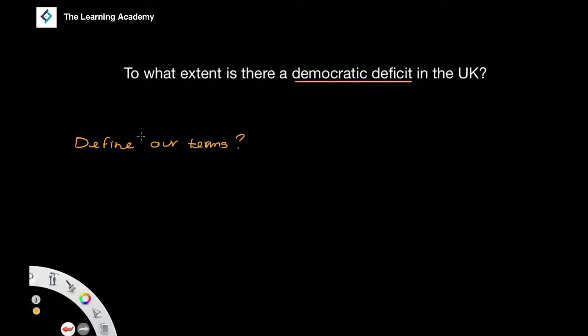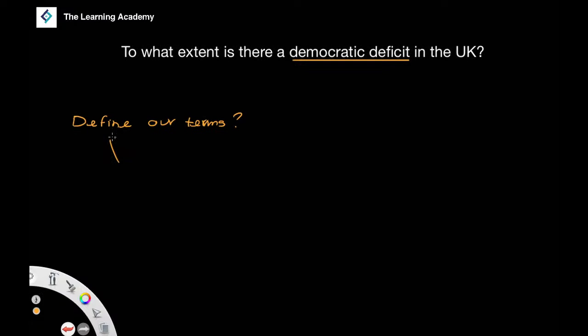So ultimately, if anybody wants to chime in on the comments, just let me know, okay? But ultimately, when we're talking about a democratic deficit, we're referring to a general lack of participation in democratic processes. So people will be participating less and less in democracy. That is effectively the question that we're asking. And we're asking whether or not this has been the case.